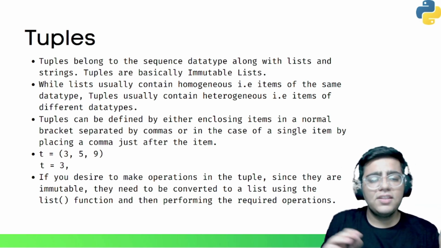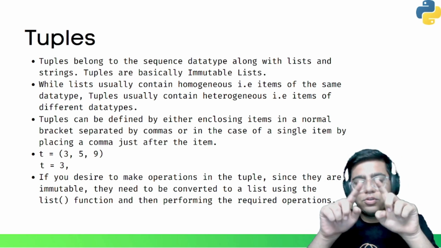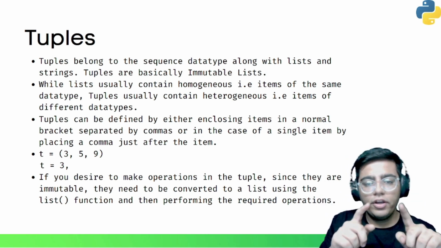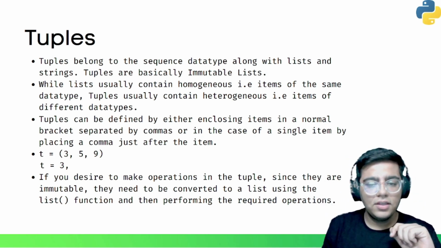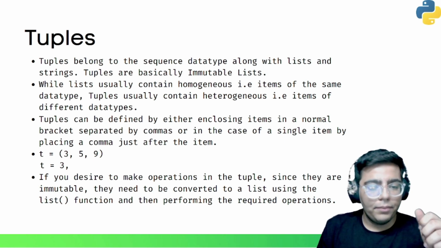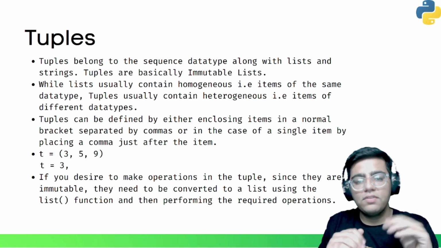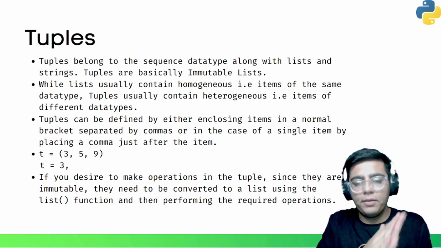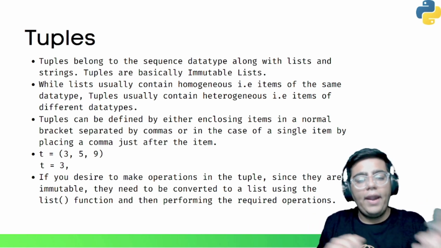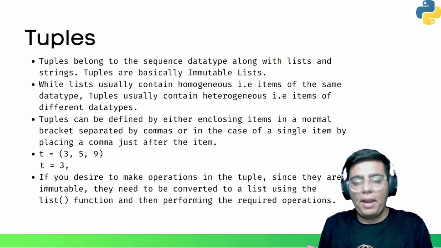To define tuples, it's the same as a list. In a list, we used the square brackets. Over here, you have the normal curved parentheses, right? And if you want to make some changes in the tuple, what we do is convert it to a list using the list function, make the change in the list, and then convert it back to a tuple.